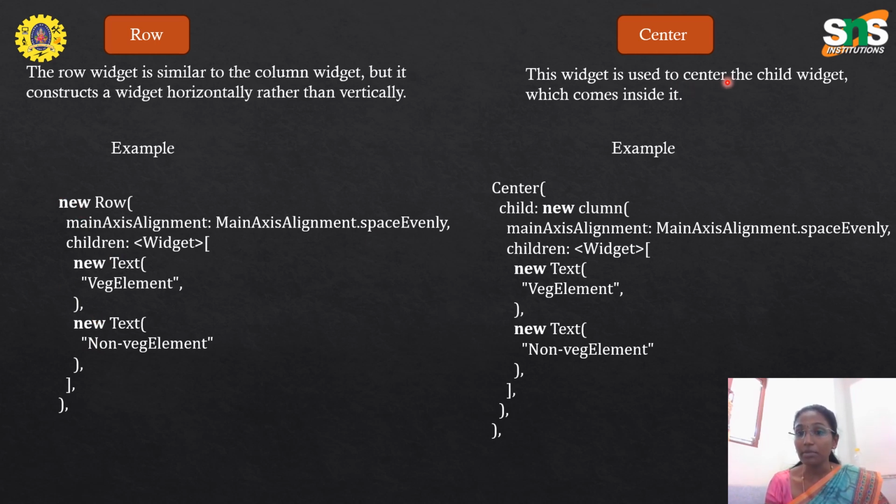Center means it centers the child widget which comes inside it. In my screen, we will give the text in the center. Whatever I do in my row, the same thing I will do in the Center, creating a new widget and new text. There are just two different things here. Here I create a new row, and here I give the new column in my text. This is the difference between the row and the center.